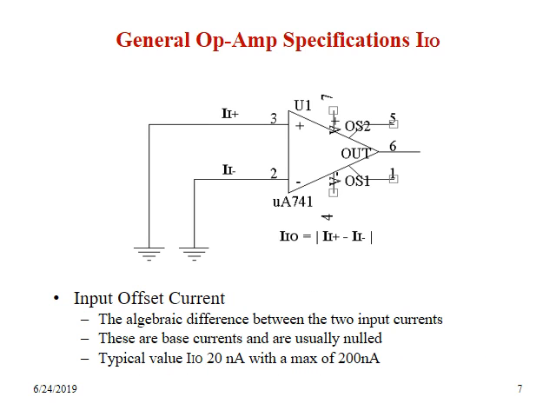Now what is input offset current? The algebraic difference between the two input currents is nothing but the input offset current. These are base currents and usually they are nulled off. It is in the range of nanoamperes, which is very small.